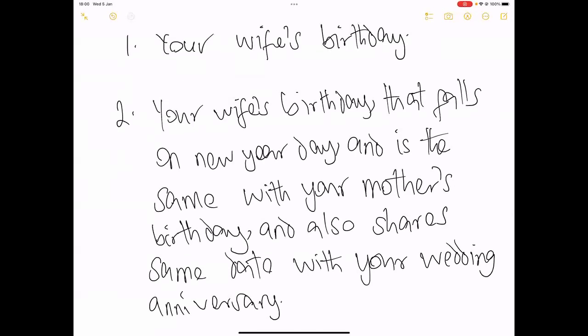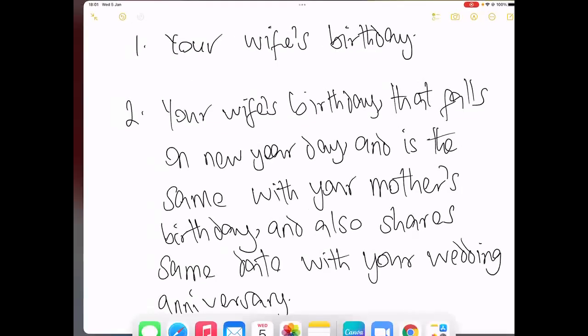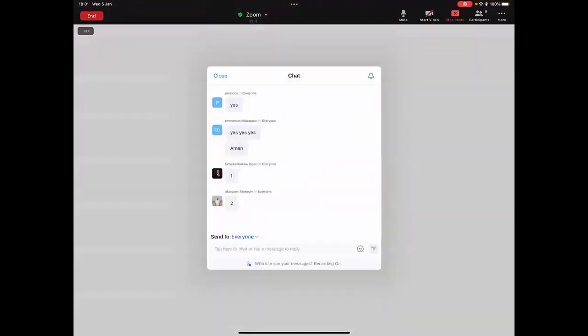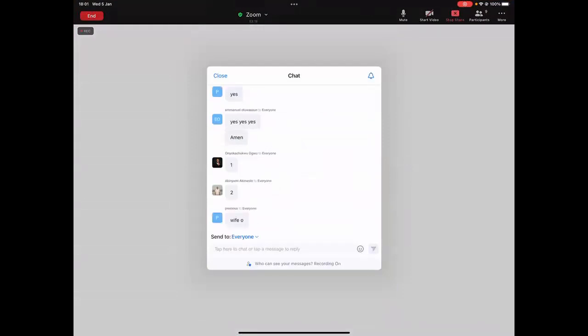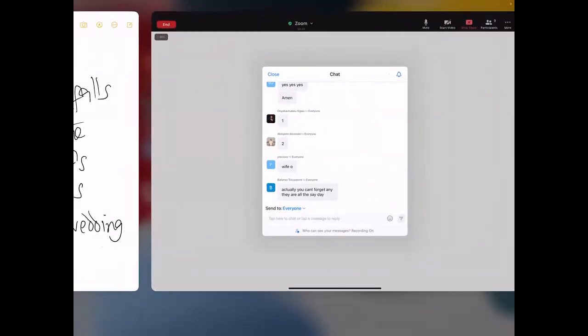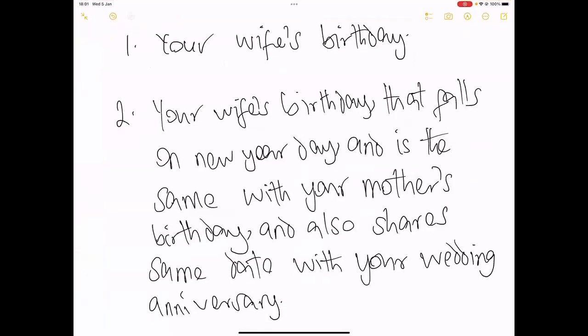Yes, everything is special to you, but which one will you remember the most? If you forget anything, which day will you remember the most? Number 1 or number 2? In the chat, everybody talk to me. Number 1 or number 2? Yes, your wife. Everybody's saying the same thing, but which one will be much more peculiar to you?